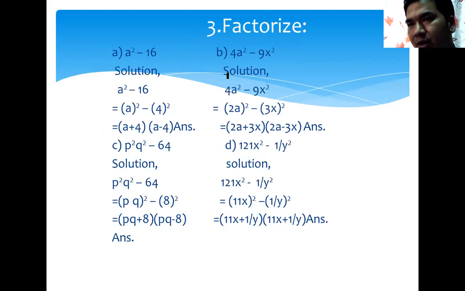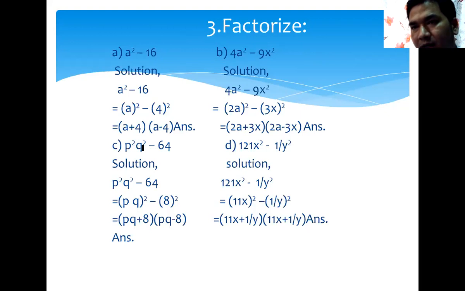In b number, look, 4a square minus 9x square. Here also 4a square minus 9x square, right? And write this in bracket, then 2a whole square minus 3x whole square. a square minus b square. Okay. And here is 2a plus 3x, and here is 2a minus 3x. Okay. Like this we resolve this into 2 factors. That one is 2a plus 3x and this 2a minus 3x.